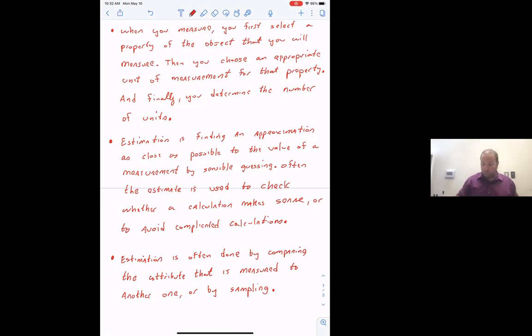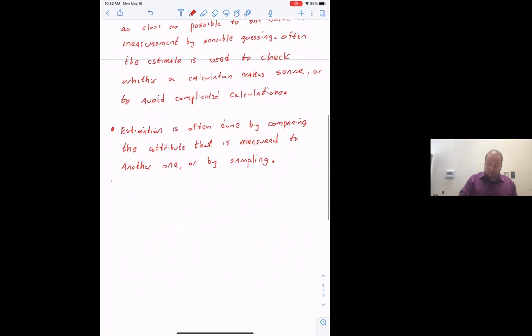So this is section 1.1. Section 1.1, very qualitative, talks about measuring and estimation. And at its core is the fact that a measurement is an estimation.